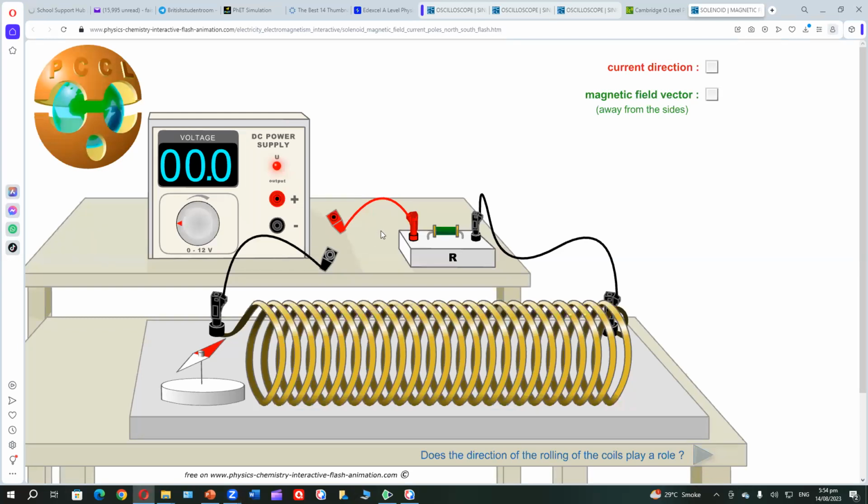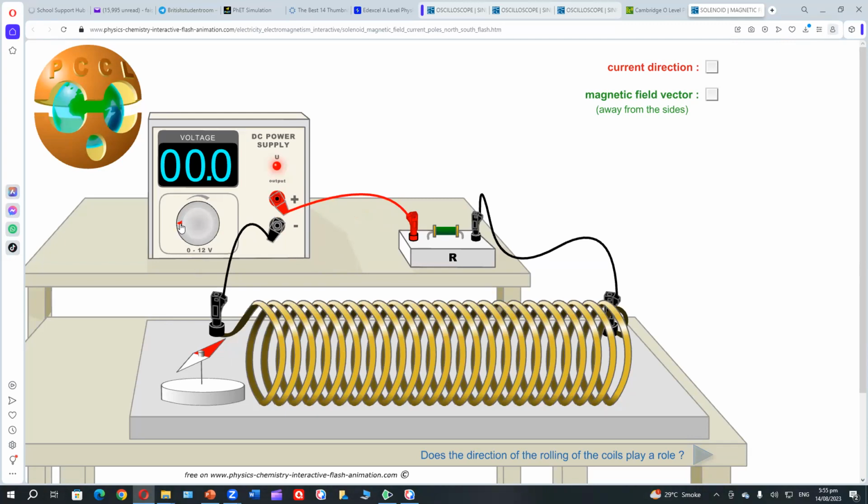Now, this is an electromagnet. You can look at the screen. This is an electromagnet and a solenoid. Look at the direction of the compass needle presently. The compass needle is presently showing the magnetic field of the earth. Now, I'm going to connect the circuit. This is the circuit. And look at the direction of the magnetic compass.